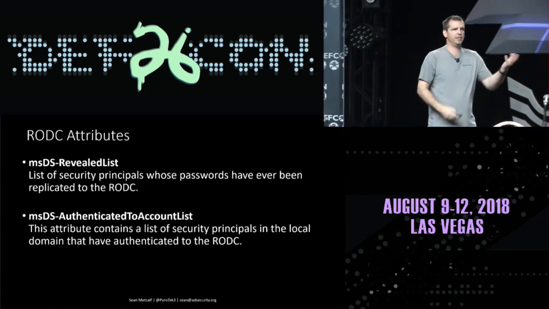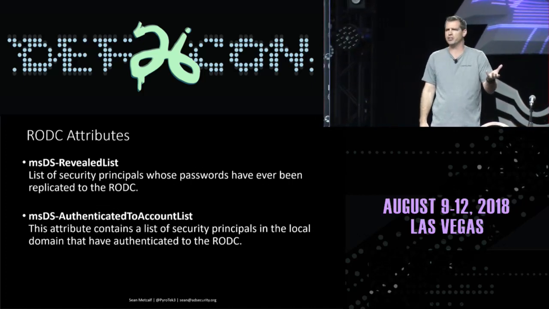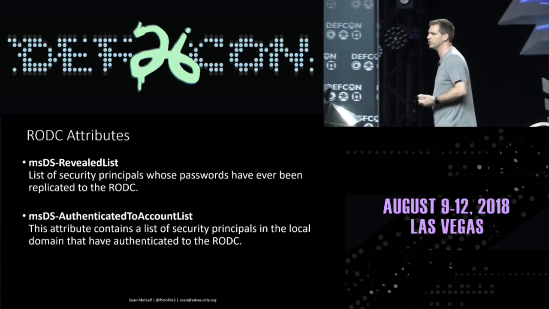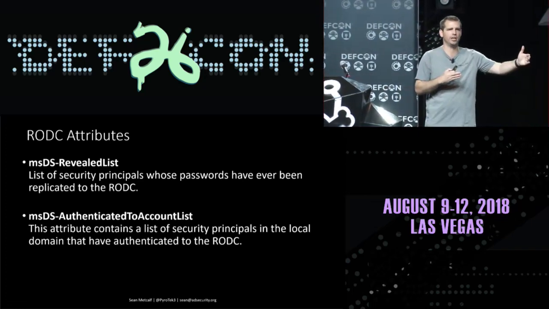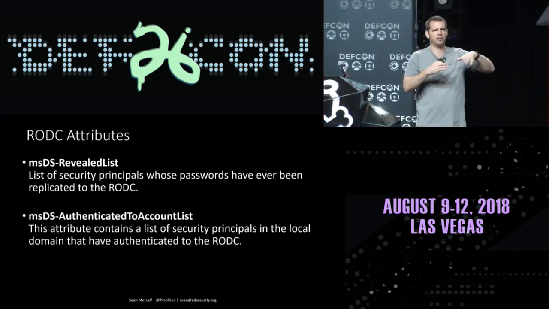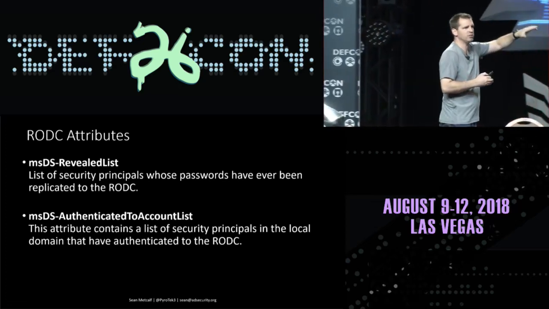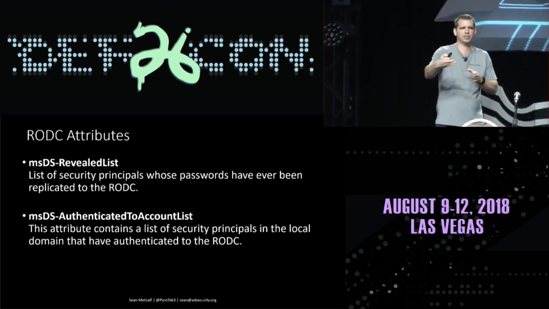The reveal list is a list of the accounts that have ever had their passwords copied to that read-only domain controller. The read-only domain controller is a domain controller. It has an NTDS.dit just like the writables, and you can extract the information from it just like a writable. The authenticated to is a little interesting because this tells you the accounts that have ever authenticated to the read-only, and if the read-only doesn't have the password data for that user, it's going to chain up that authentication request to a nearby writable. But you still know which accounts are actually connecting to it.